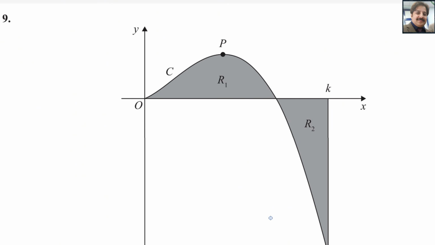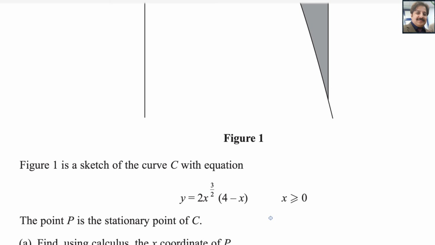Let us solve question number 9 from Pure Math 2 Pearson Edexcel A-level exam. This exam is taken in May-June session year 2024. Paper reference code is WMA 12/01. Let us read the statement of this question.